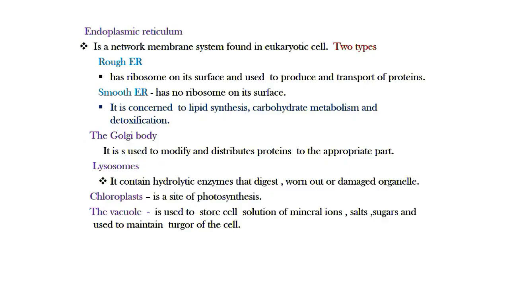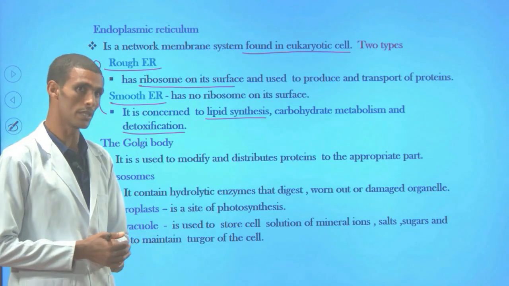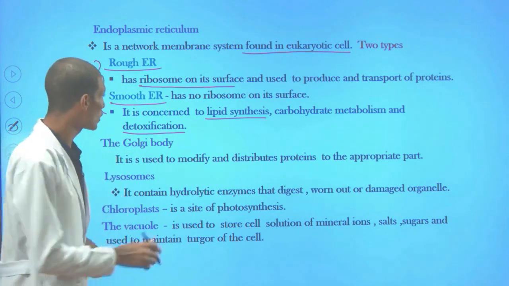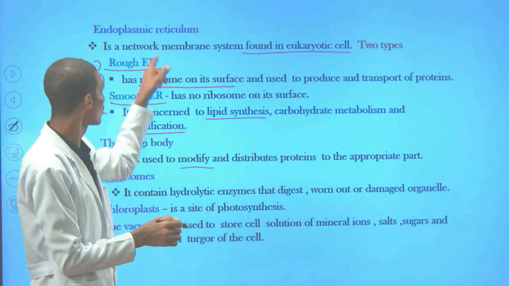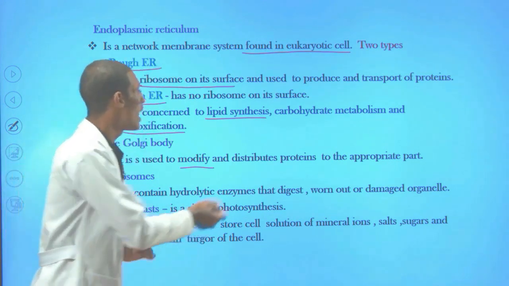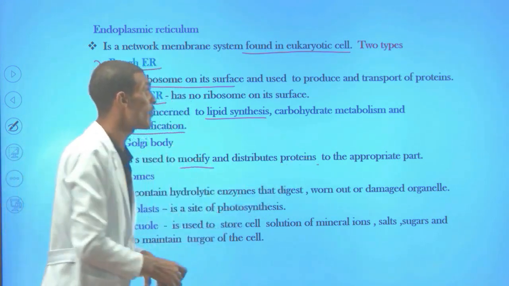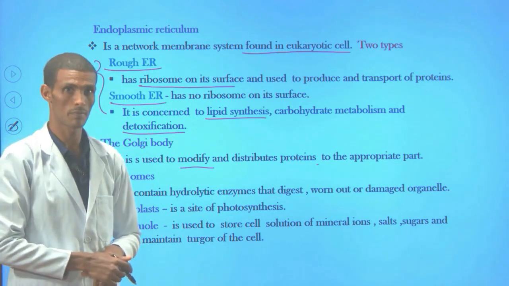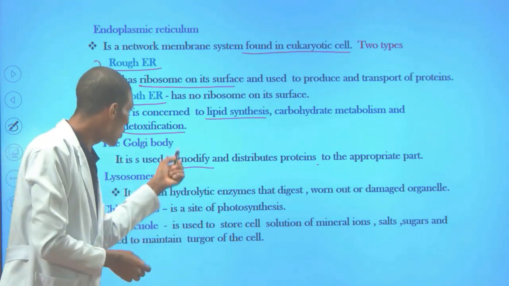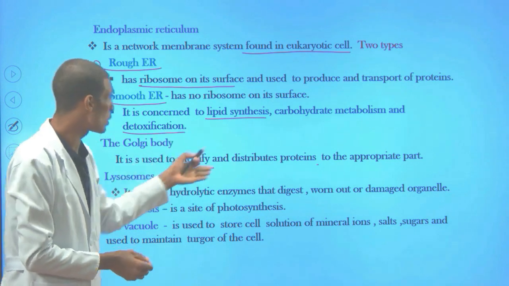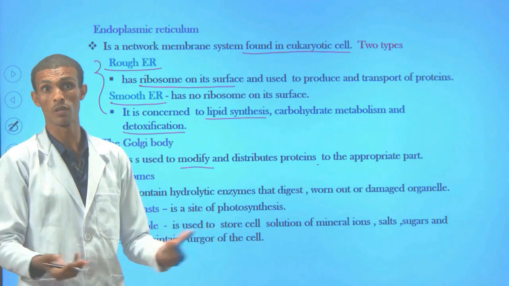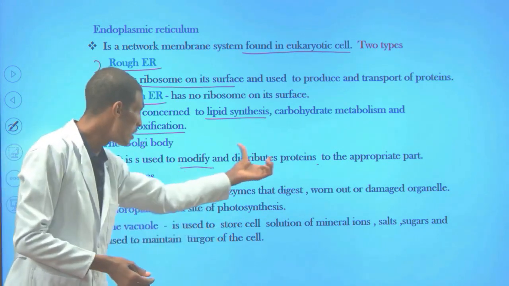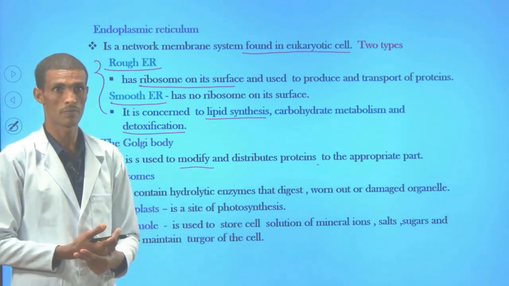Another thing is a flattened membrane found in a eukaryotic cell, which we call the Golgi body. It is very important in modification of proteins made by ribosomes and the endoplasmic reticulum, and distributing them to their final destination. For example, if they want to transport a protein with a carbohydrate, firstly they modify it into the glycoprotein form. That is its modification and distribution role.